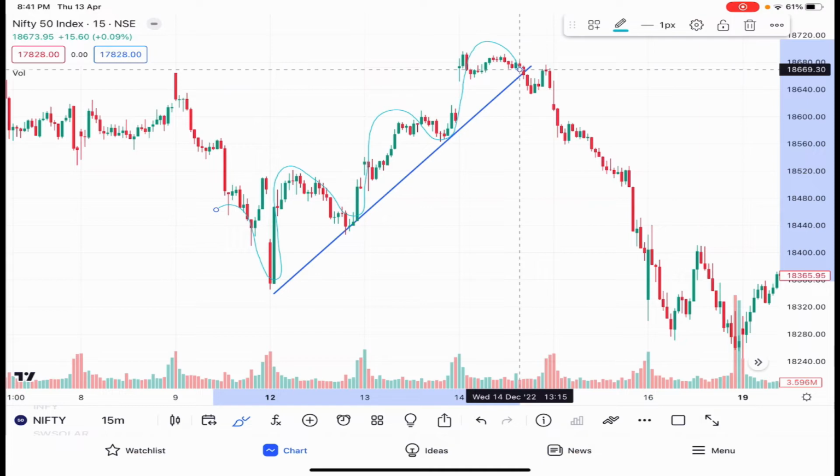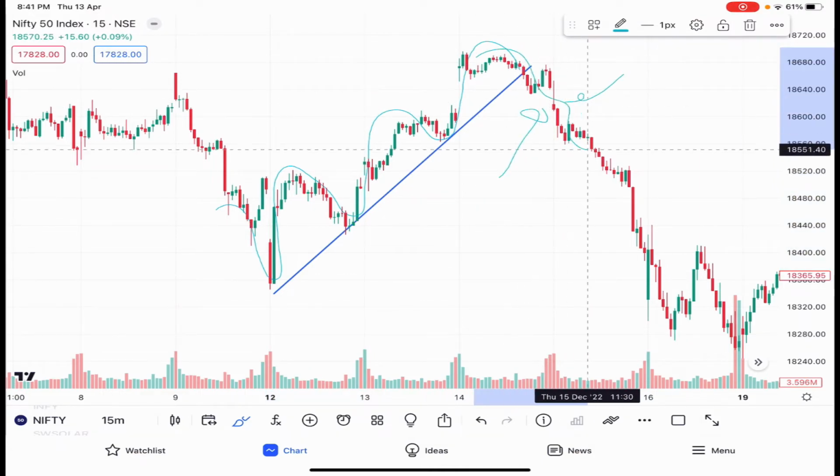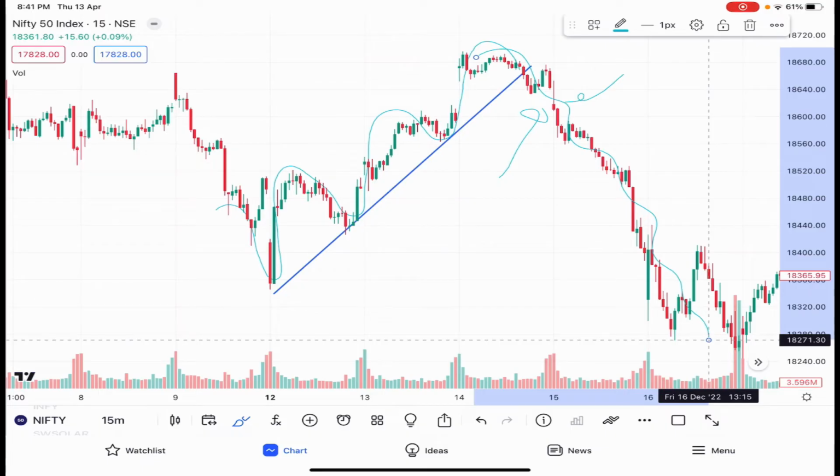The trend is not permanent, always keep that in mind. Look here. The trend line broke and everything came down. So a trend line is never permanent, but it stays for a considerable amount of time. This is how you identify trends using trend lines. Alright, let's move on.